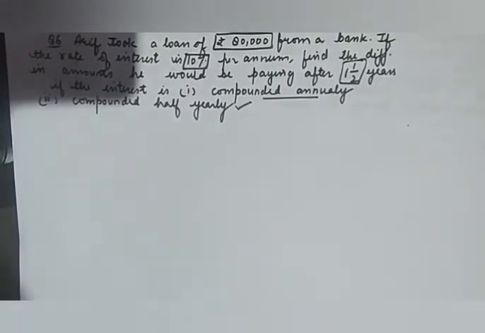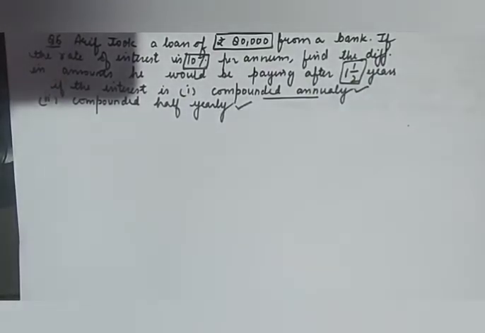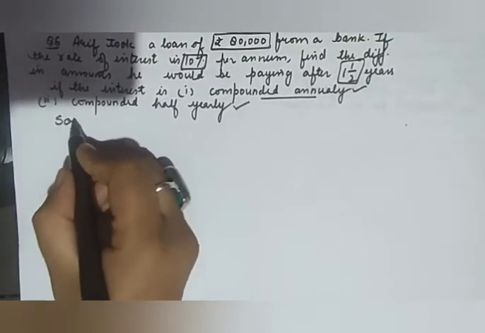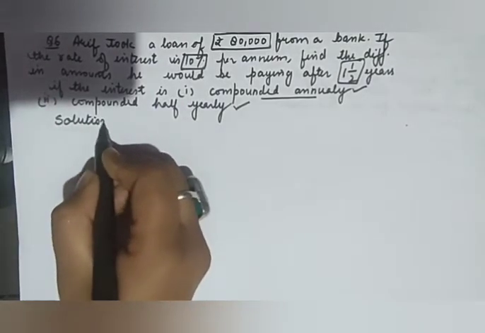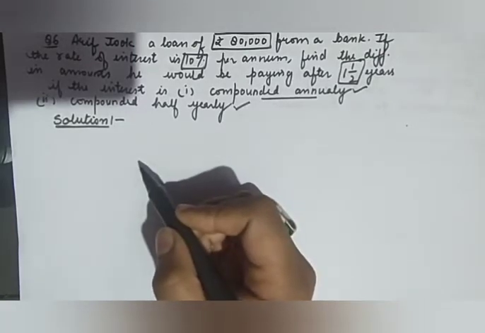So students, principal, rate and time is already given to you, but here you have to find out the difference in amounts when the interest is compounded annually and when the interest is compounded half yearly. So it means firstly you have to calculate interest annually, and after that you have to calculate your interest half yearly, and then you have to find out the difference between both these.